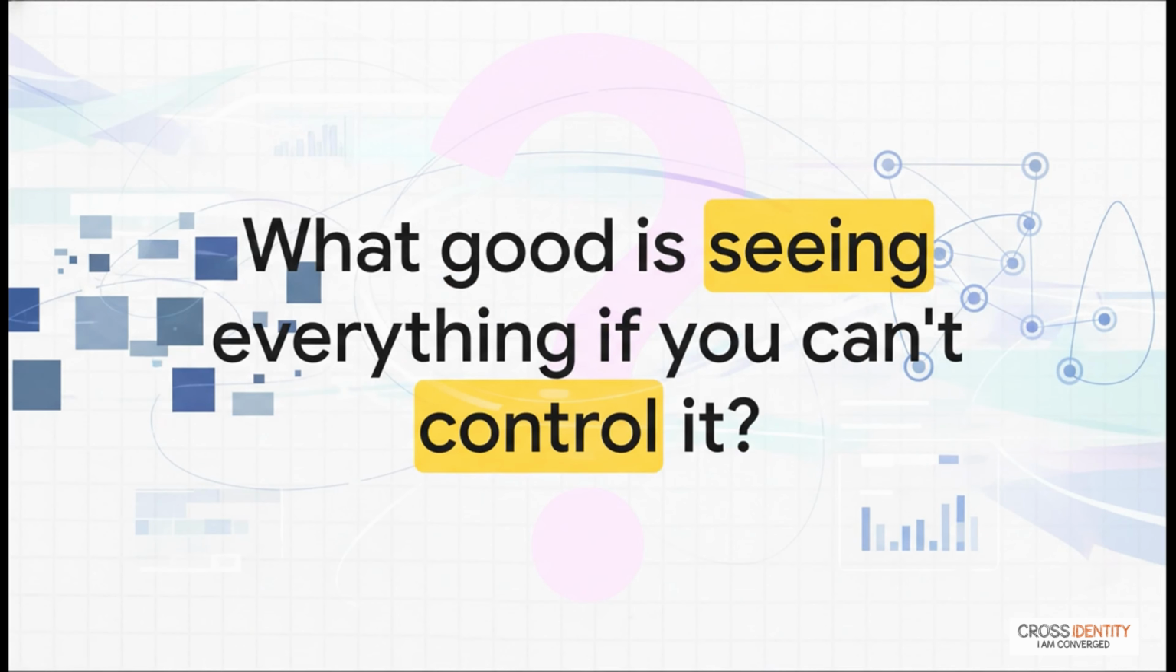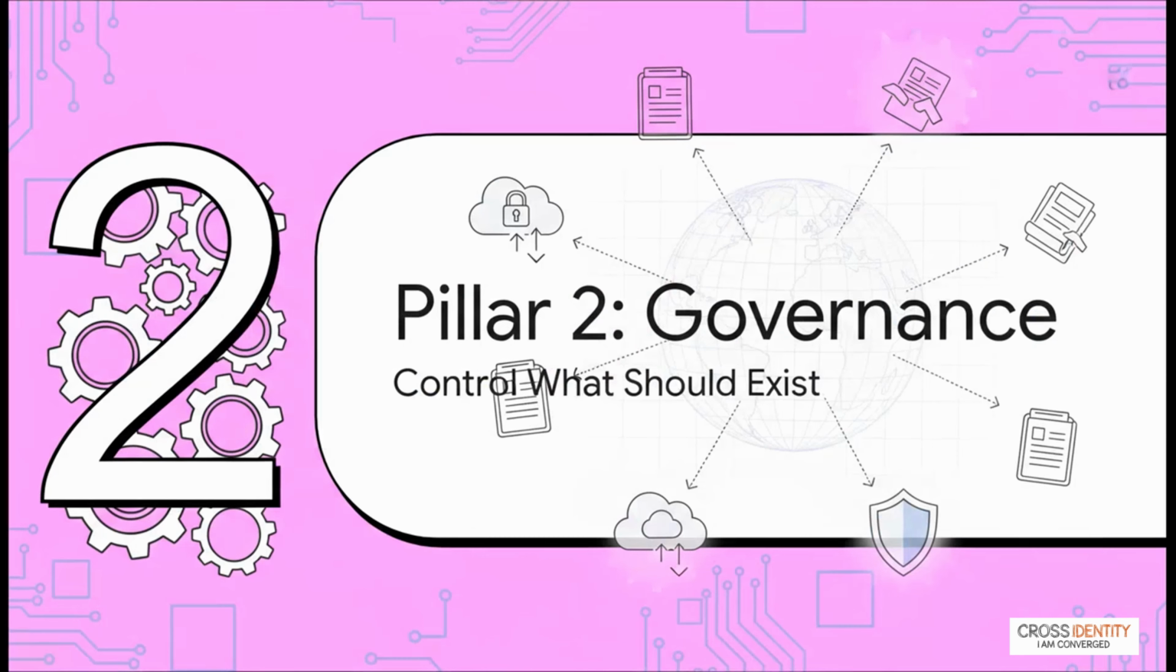Which, of course, leads to the big question. Okay, great, you can see everything now, so what? Just seeing the problem doesn't actually fix it, does it? It's just the first step. And that's the perfect lead into Pillar 2, governance.